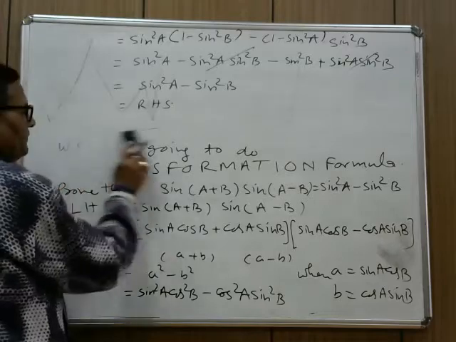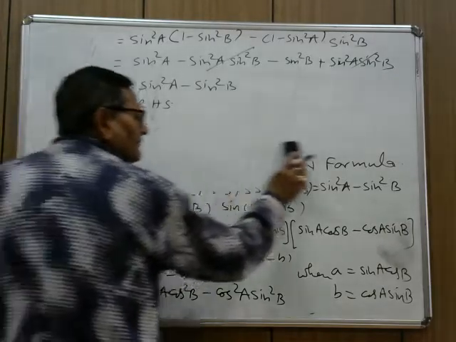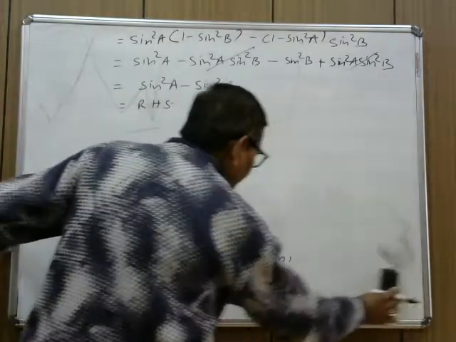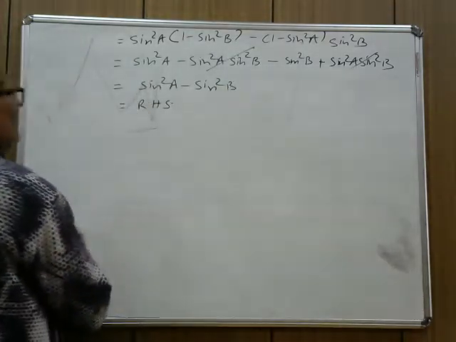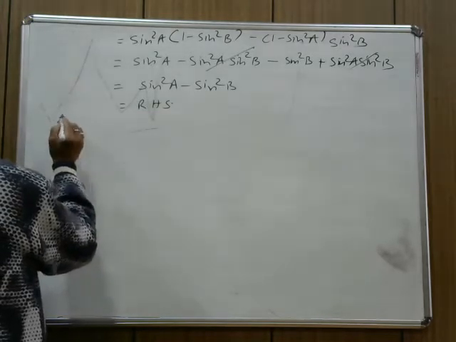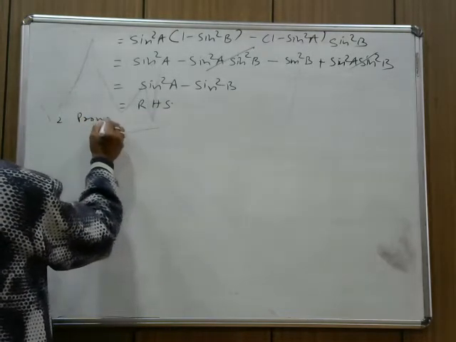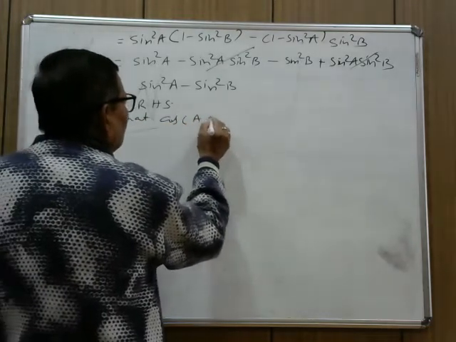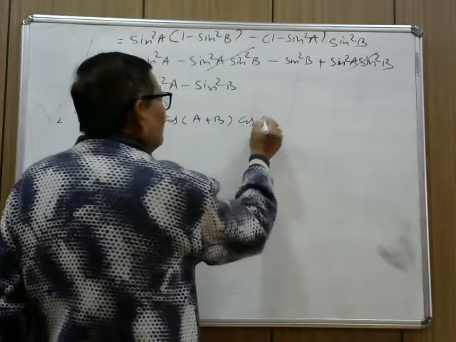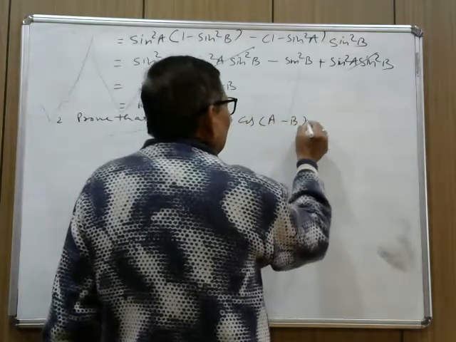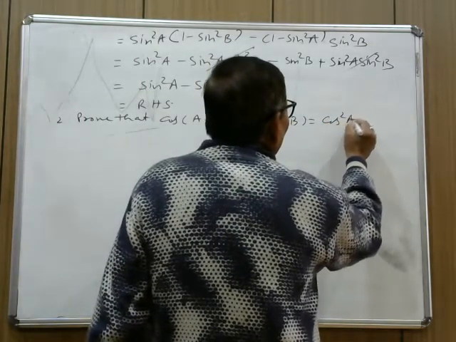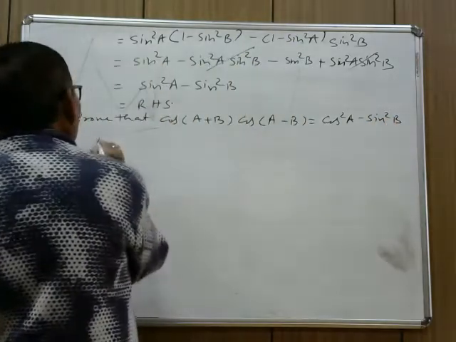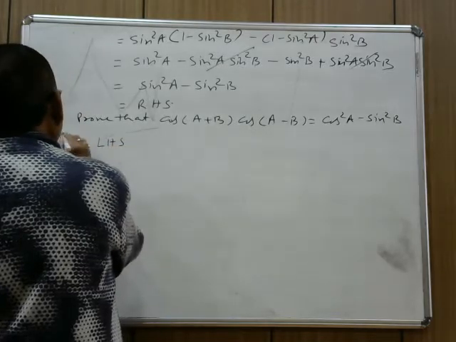Now, the second transformation formula. Prove that cos(a plus b) into cos(a minus b) is equal to cos square a minus sin square b. Your LHS equals, proof.